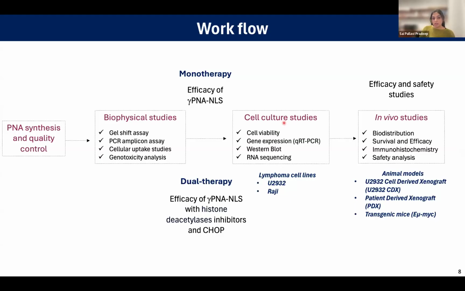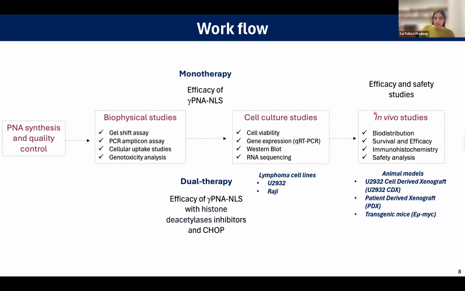We explored this in multiple lymphoma cell lines as well as other cancer cell lines. And we tested this as a monotherapy as well as a dual therapy, where we treated it with the PNA as well as histone deacetylase inhibitors and CHOP treatment, which is the standard of care for lymphoma patients.